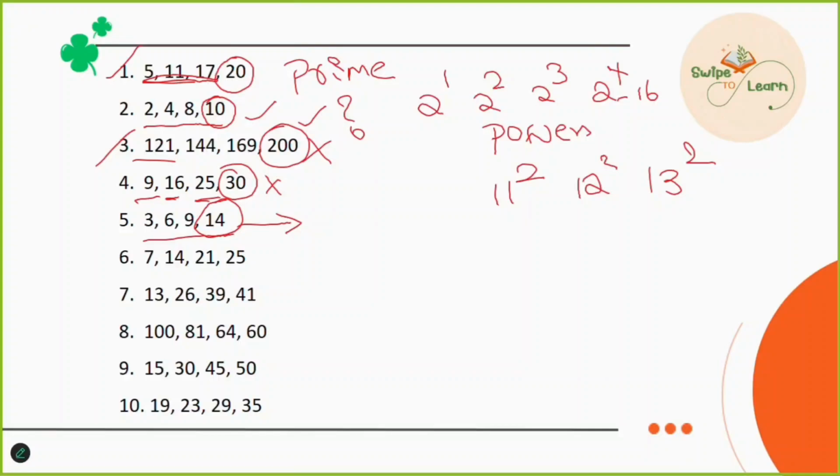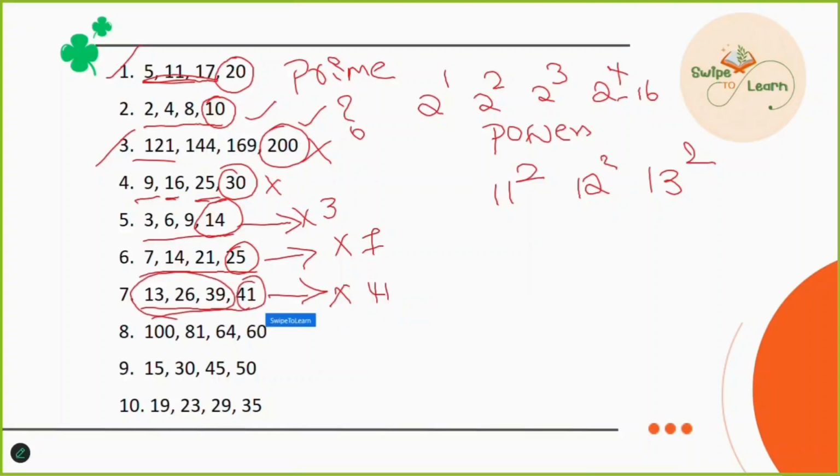Similarly, 7, 14, 21 and 25. So 25 is not a multiple of 7. Next, 13, 26, 39 and 41. The same pattern. All others are multiples of 13, whereas 41 is not a multiple of 13. So 41 is the odd man out.